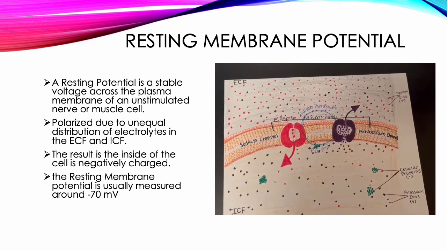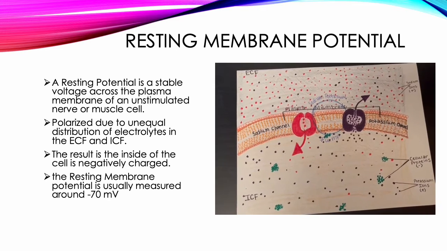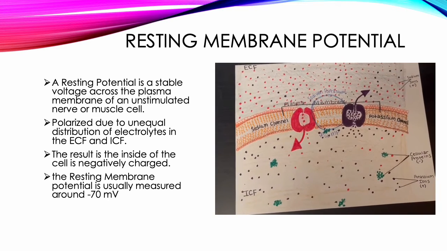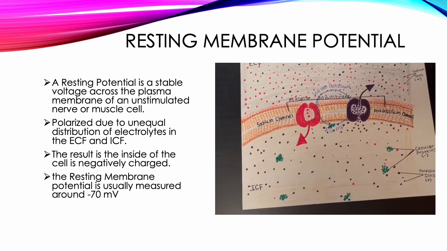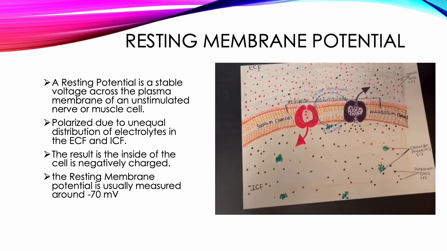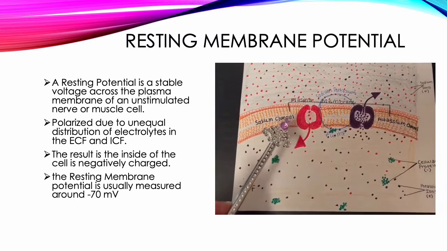A resting potential is defined as a stable voltage across the plasma membrane of an unstimulated nerve or muscle cell. Due to unequal distribution of electrolytes in the extracellular fluid and intracellular fluid, it's polarized. Going into detail with that, here is the sodium channel.